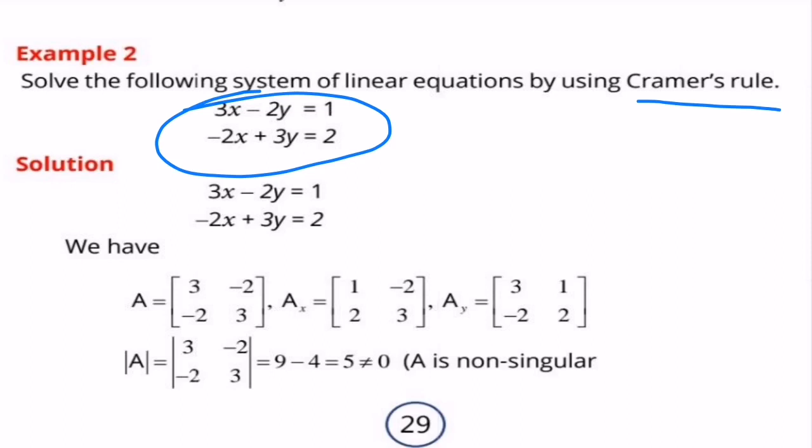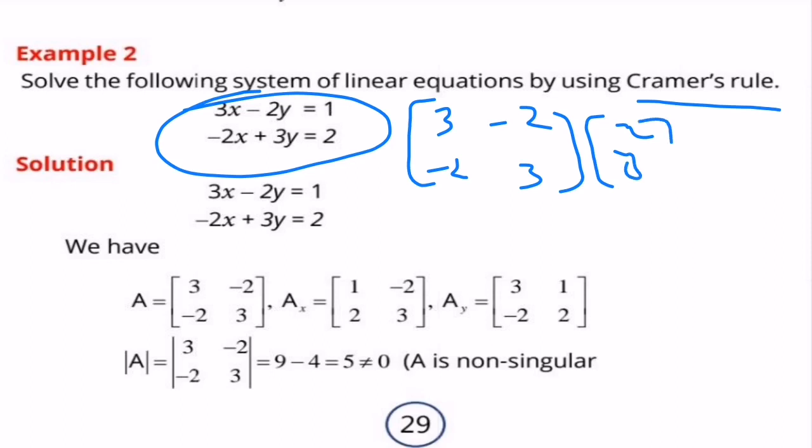First, we have to write this equation in matrix form. In matrix form, this is equal to 3, the coefficient of y is minus 2, the coefficient of x in the second equation is minus 2, and the coefficient of y in the second equation is 3, and 2. The variable matrix x, y is equal to 1, 2.